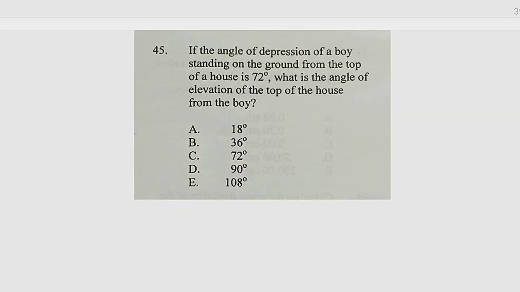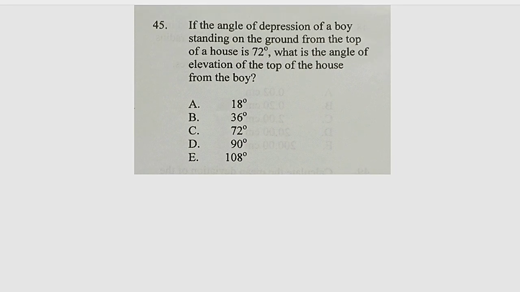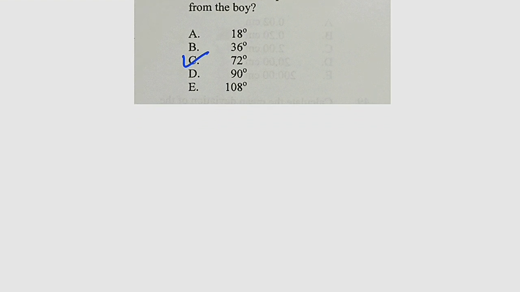All right, question number 45 reads, if the angle of depression of a boy standing on the ground from the top of a house is 72 degrees, what is the angle of elevation of the top of the house from the boy? Okay, let us make a rough sketch of this, though I know they must be the same. 72, 72, so it is option C, but let me show you why.